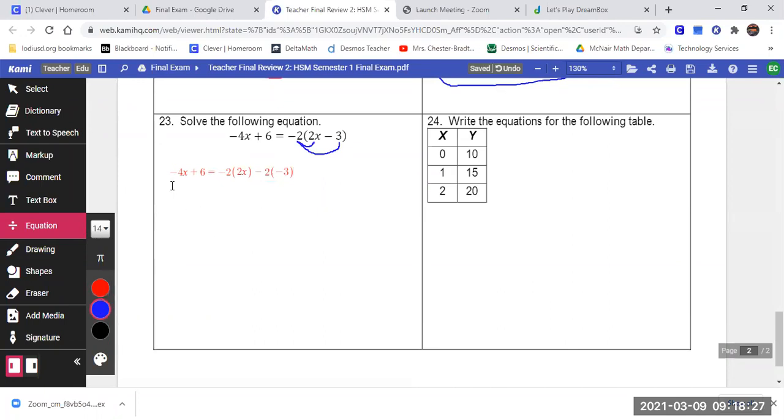Okay. So now we're going to start doing some math. Negative 4x plus 6 has to equal a negative 2 times a 2x gets us what? A negative 2 times a 2x gets a negative 4x. Negative 2 times negative 3 is positive 6. Oops, plus 6.